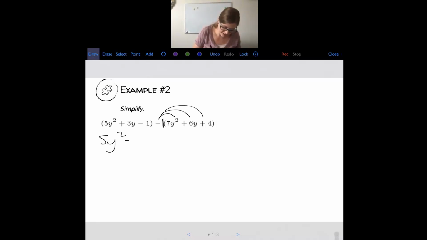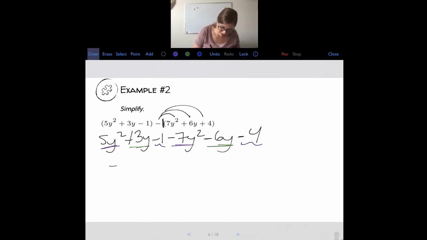So we have 5y squared plus 3y minus 1. Negative 1 times 7y squared is negative 7y squared. Negative 1 times 6y is negative 6y. And negative 1 times 4 is negative 4. And again, you combine your like terms. Just going to underline them. So in this case, we have 5y squared minus 7y squared. That's negative 2y squared. 3y minus 6y is negative 3y, and negative 1 minus 4 is negative 5.